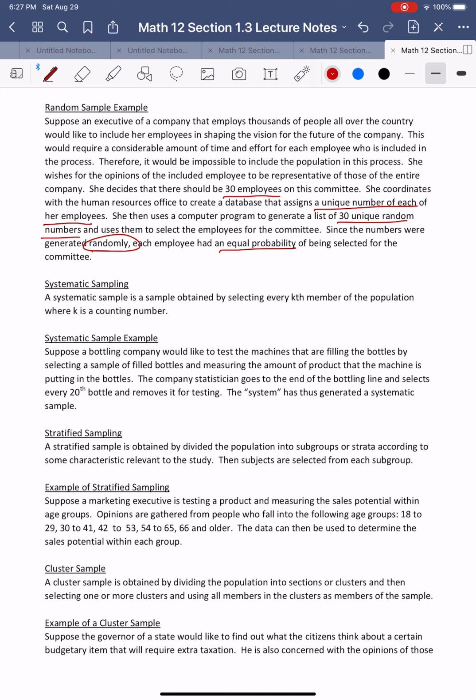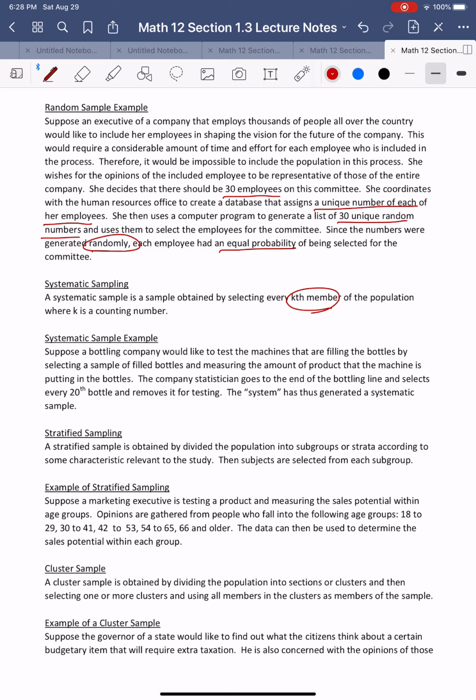Systematic sampling. A systematic sample is a sample obtained by selecting every kth member of the population, where k is a counting number. For a systematic sampling example, suppose a bottling company would like to test the machines that are filling the bottles by selecting a sample of filled bottles and measuring the amount of the product that the machine is putting in the bottles.